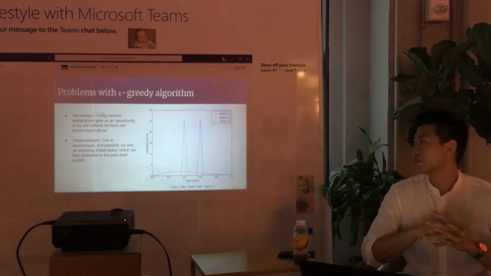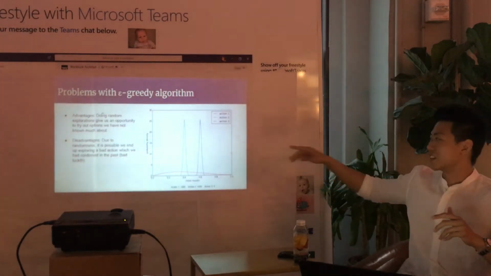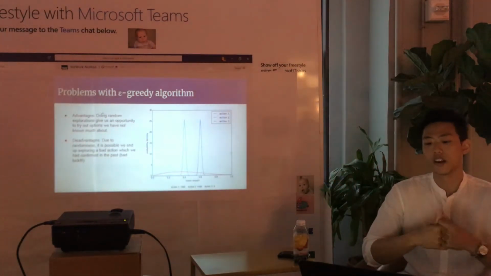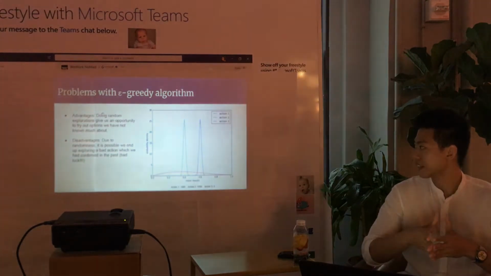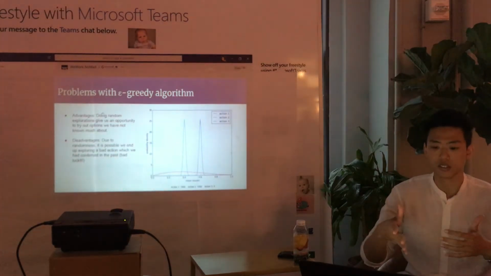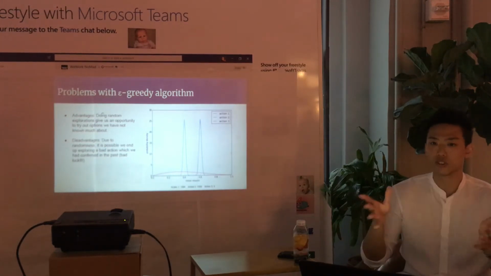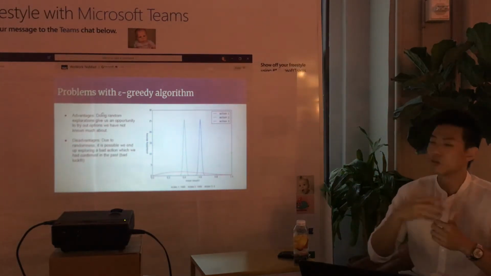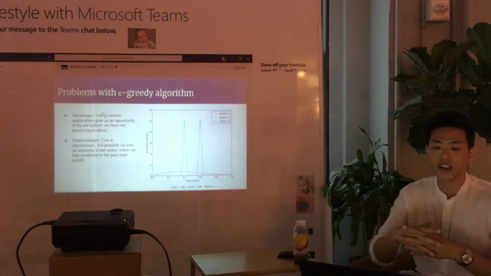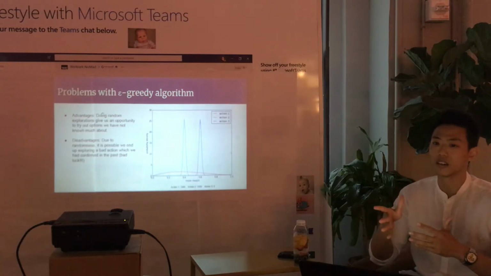What's the problem with this approach? I don't know, let me know if you can see this, but there are problems with the epsilon greedy algorithm, okay? So the advantage of epsilon greedy is that you're doing random explorations so that you have an opportunity to try options that you don't know much about. You're learning new stuff from the population, right? But the disadvantage is that due to the randomness, it is possible that we're going to end up exploring a bad action even though we have confirmed it in the past. That is called bad luck.